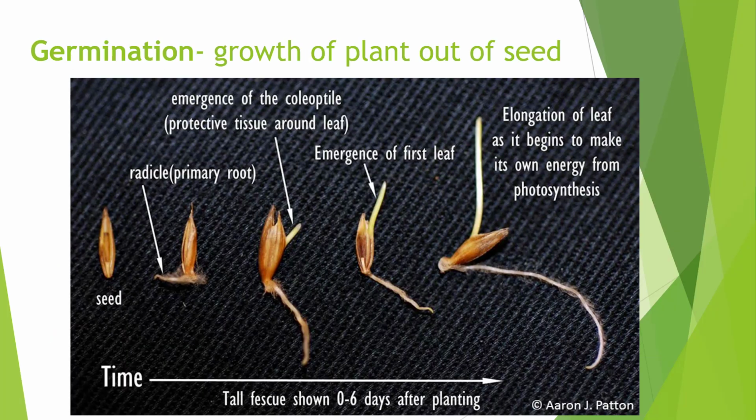So here's germination. It's the growth of a plant out of a seed. What's going to happen is the seed will get moistened, and then the radicle will come out. As the radicle goes down, you get the cotyledon, or in this plant, the coleoptile. It's the first tissue around the leaf. And then you're going to get your first true leaf coming out. The radicle will continue to dig deeper. The leaf will elongate, and eventually the leaf will reach the sunlight where it will start photosynthesizing. Then you're going to grow more roots. Then you're going to grow more leaves, and then you've just got a plant at that point.